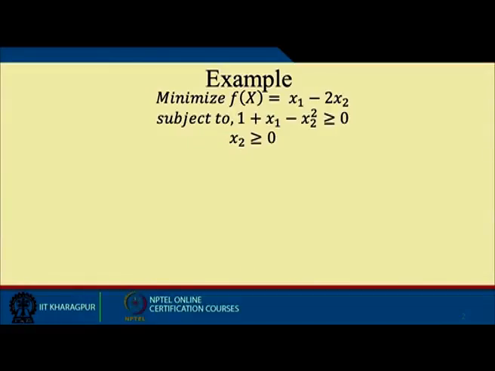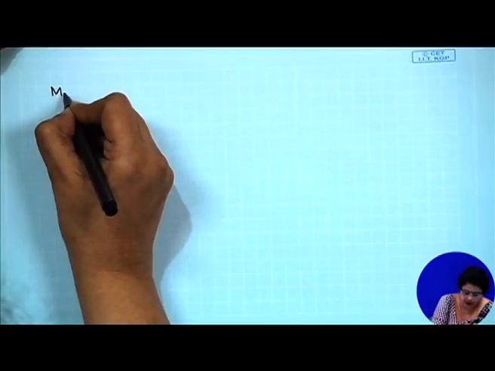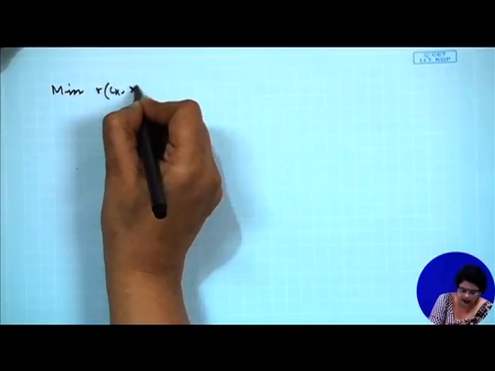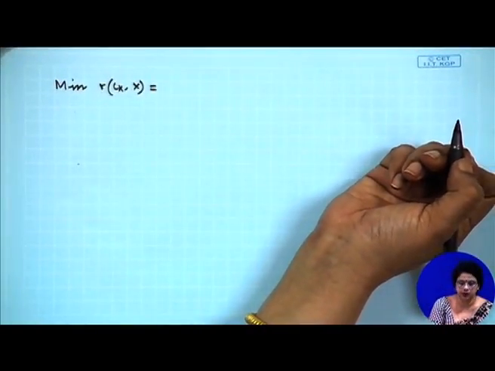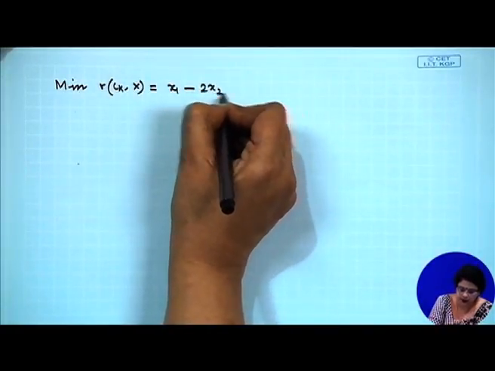This example I was just mentioning in the previous class, and I hope you have done the solution of it. Let me do the solution for this and you check whether you have done the correct one or not. Now, we have to minimize f(x) equal to x1 minus 2 x2. We are solving through the interior penalty function method.